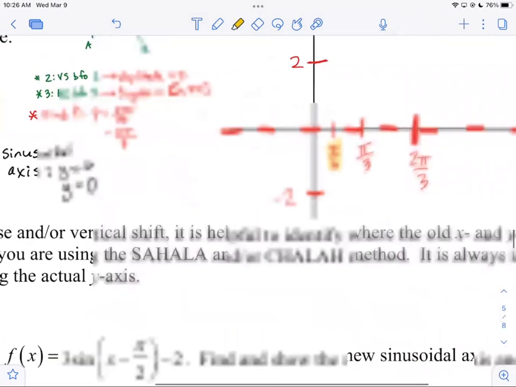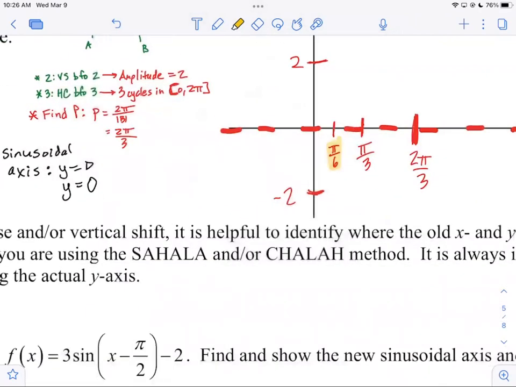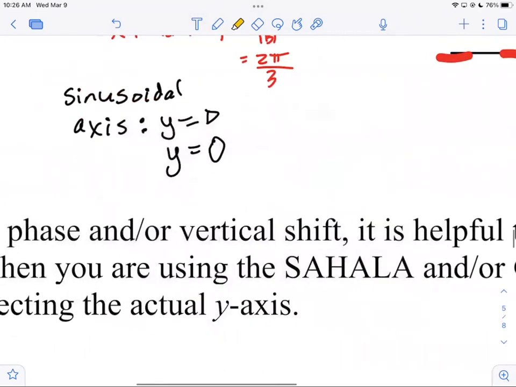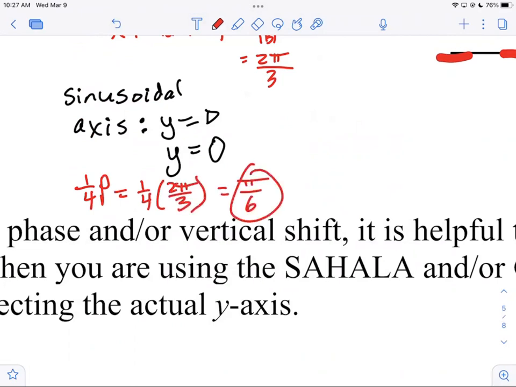That's your quarter cycle counting interval. And you can always find it by bisecting twice, which helps you set up your axis. Or you could do this. What's 1/4 of the period? Well, that's 1/4 of 2π/3, which simplifies to π/6. We need to know the quarter cycle counting interval because that's the distance between axis high, axis low, axis high, axis low, axis high, axis low.